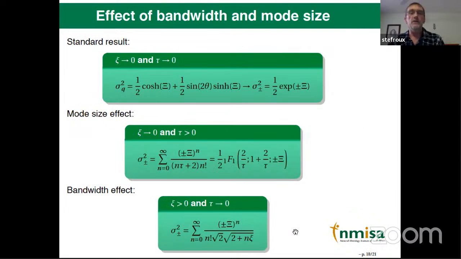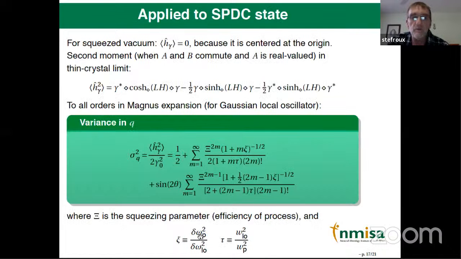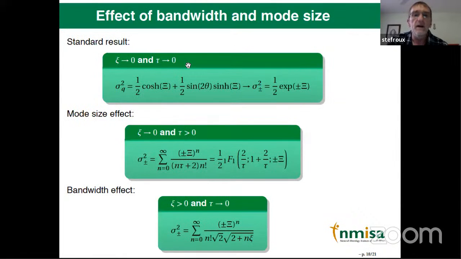And now what I can do is to study the effects of the bandwidth and the mode sizes on squeezing. Now, the standard result I will get when both these parameters go to 0. In the case of the small c, it means that the pump bandwidth is much smaller than the local oscillator bandwidth. And in the case of the tau, it is the local oscillator beam width that is much smaller than the pump beam width. In that case, I get the standard result. So in the two principal directions, I get the typical squeezing behavior where one is expanded and one is decreased as a function of the squeezing parameter.